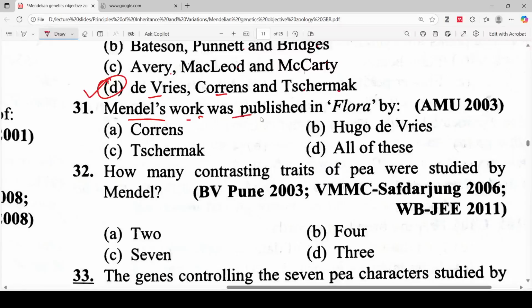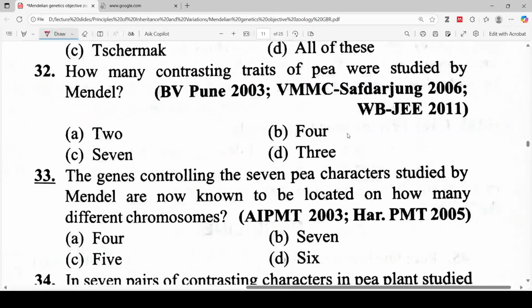Mendel's work was published in Flora by Hugo. Next question. How many contrasting traits of pea were studied by Mendel? 2, 7, 4, 3. So the correct answer will be 7. So 7 is the correct answer.